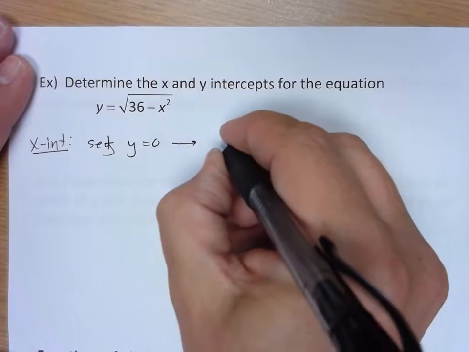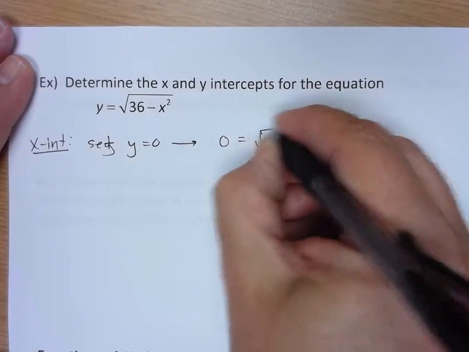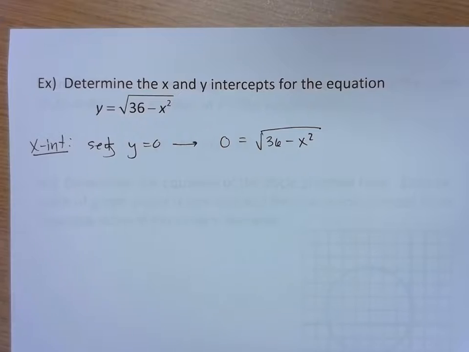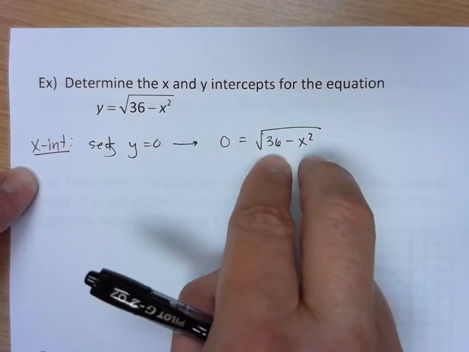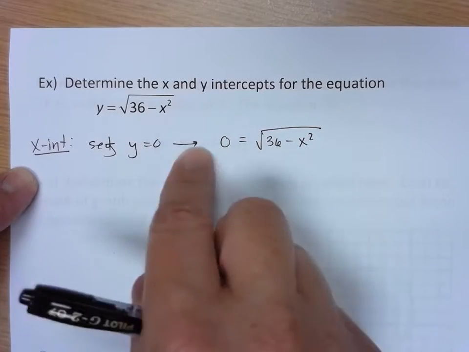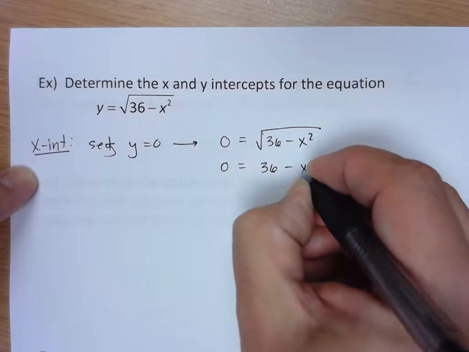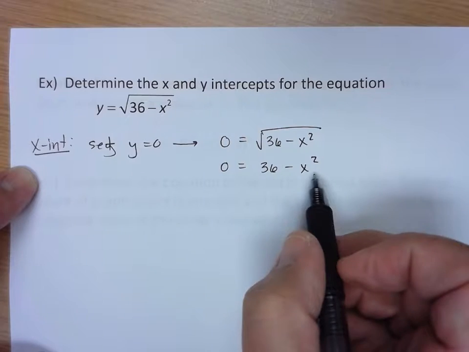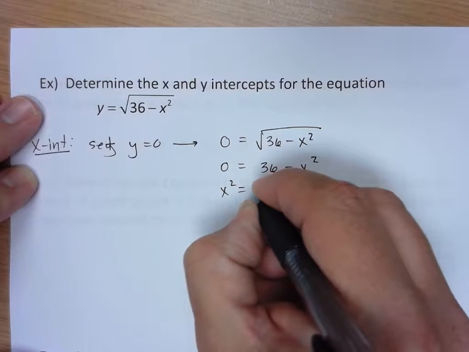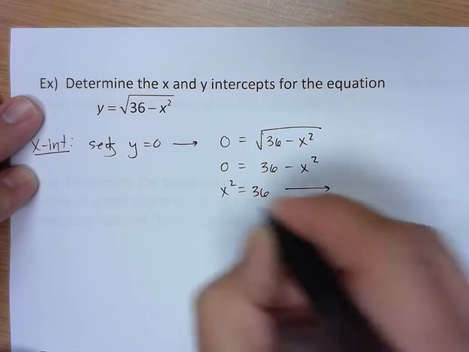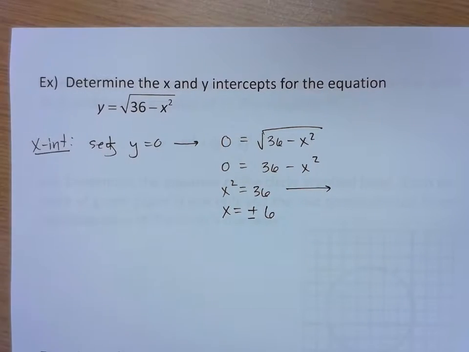So that means the equation becomes 0 equals the square root of 36 minus x squared. And then I need to solve this equation for x. Okay, so x-intercepts are found by setting y equal to 0, solving for x. This generates an x that's inside of a radical, so you can go ahead and square both sides, since now you're solving this as an equation. And then if 36 minus x squared equals 0, that means x squared equals 36. So, go and finish the equation solving process. The square root gives you x equals plus and minus 6.